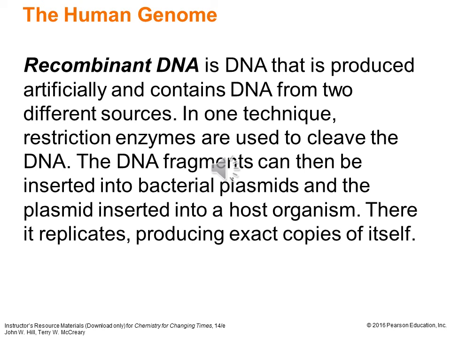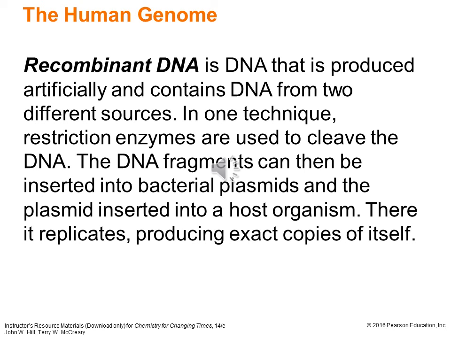Another way that humans have gotten involved in the genetic code is through recombinant DNA. And that's DNA that's produced artificially and will contain DNA from two different sources. So in one method, you take restriction enzymes to cleave the DNA, and then you take those DNA fragments and insert them into plasmids, these sort of circular DNA things that bacteria have, and the plasmid gets inserted into a host organism, replicates itself, making copies of itself.